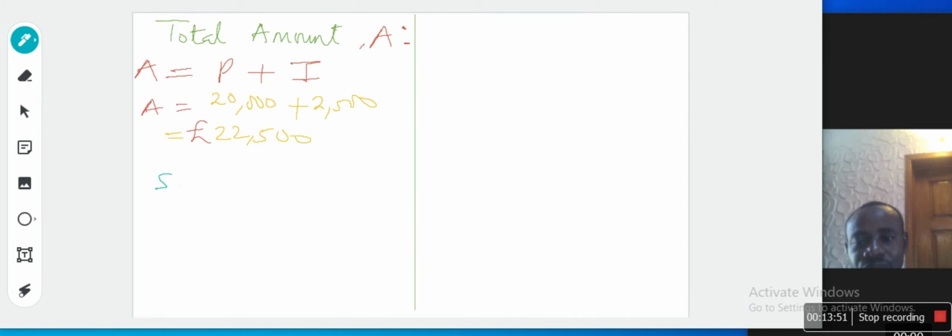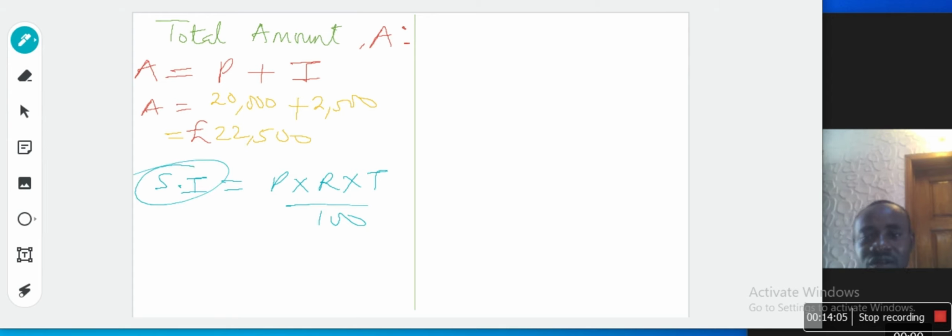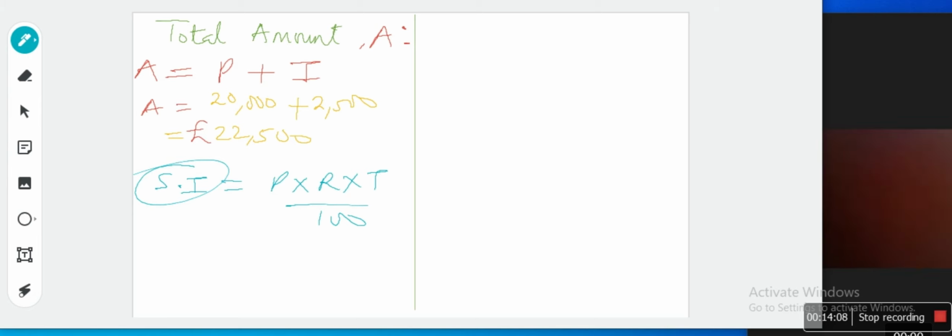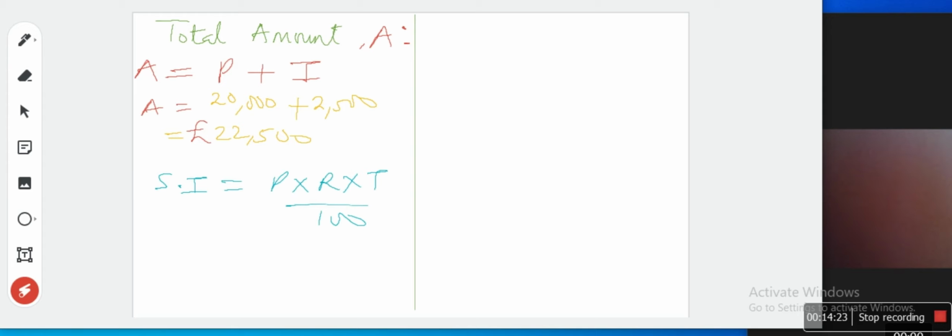If simple interest is equal to principal times rate times time over 100, how do we get principal, for instance? Assuming simple interest is given, and rate is given, time is given, but you are asked to find principal, how do we find that? Okay. You make it the subject of the formula, of course.